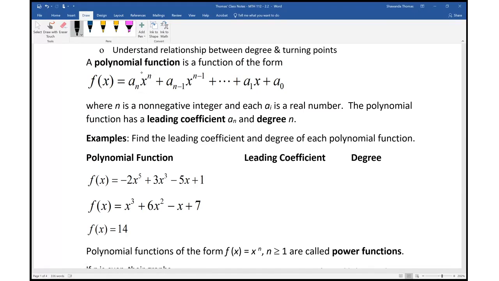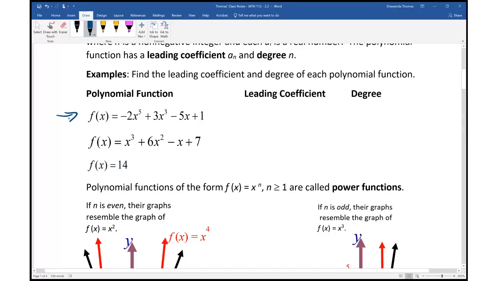So when we see n, it represents the degree. The degree is the highest exponent. And the leading coefficient is that number in front of the variable with the highest exponent. For example, if we have f of x equals negative 2x to the fifth plus 3x cubed minus 5x plus 1, our leading coefficient is negative 2 because it is attached to the variable with the highest exponent. The highest exponent is 5. Degree is the same thing as the highest exponent.